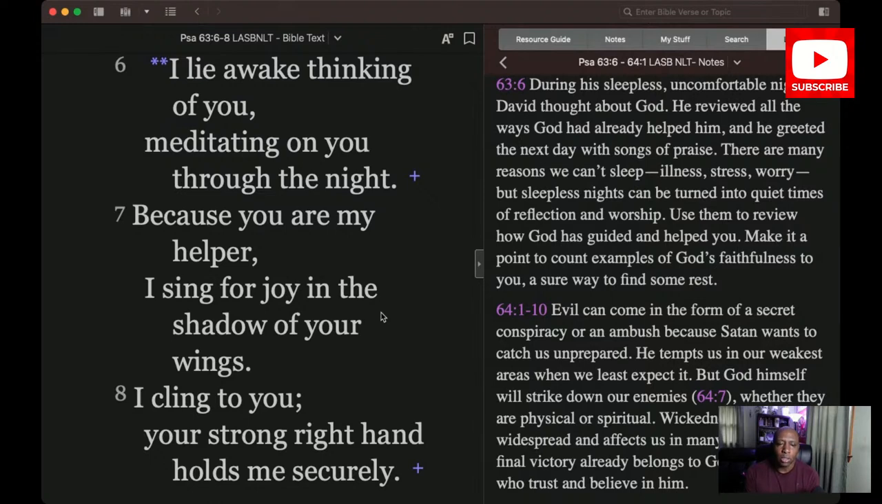There are many reasons we can't sleep. Illnesses, stress, worry, but sleepless nights can be turned into quiet times of reflection and worship. Use them to review how God has guided and helped you. Make it a point to count examples of God's faithfulness to you. A sure way to find some rest.